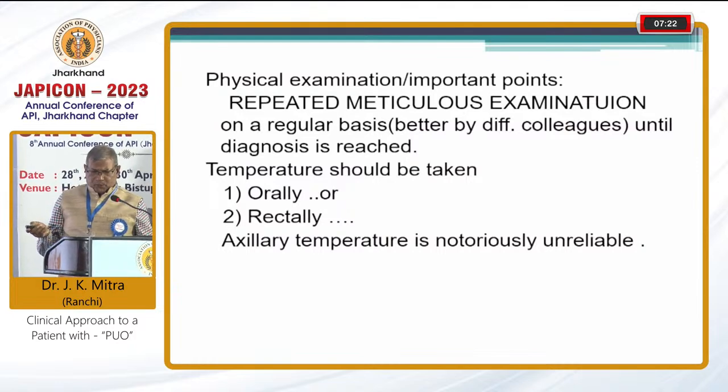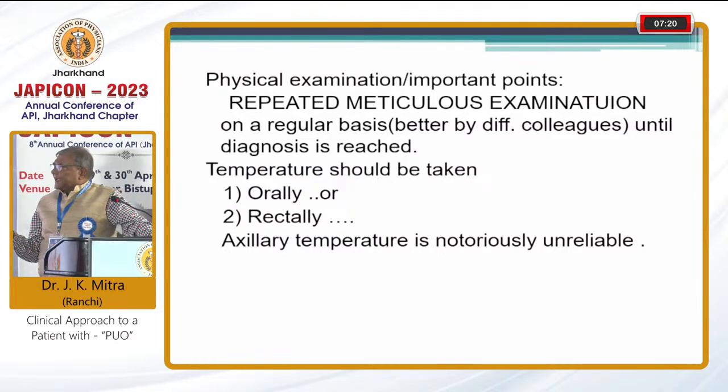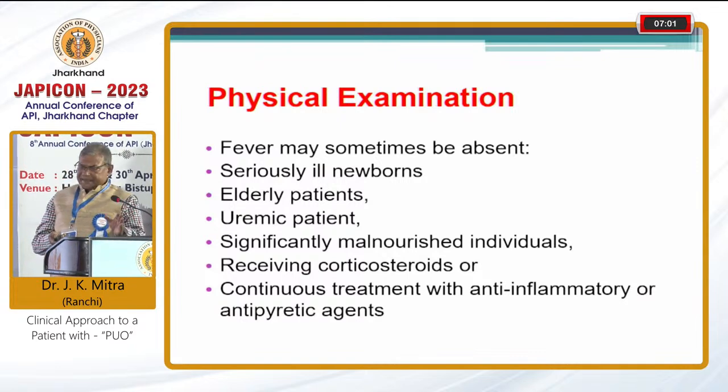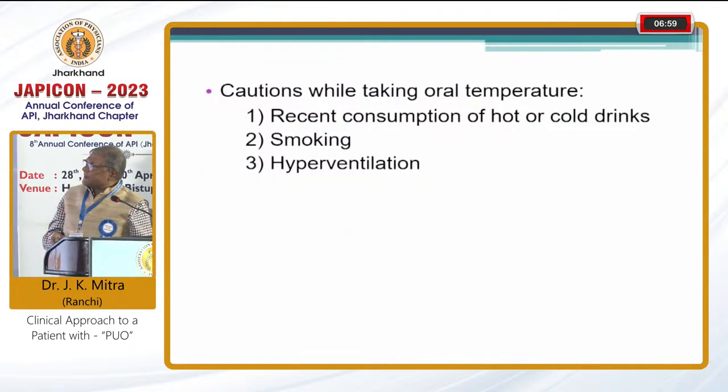Temperature should be taken orally or rectally. Axillary temperature is notoriously unreliable. Fever may sometimes be absent even if the patient is having an infection. This can be so in seriously ill patients, newborns, elderly patients, uremic patients, significantly malnourished individuals, and those receiving corticosteroids or continuous treatment with anti-inflammatory or antipyretic agents. In this case, the fever may be absent.